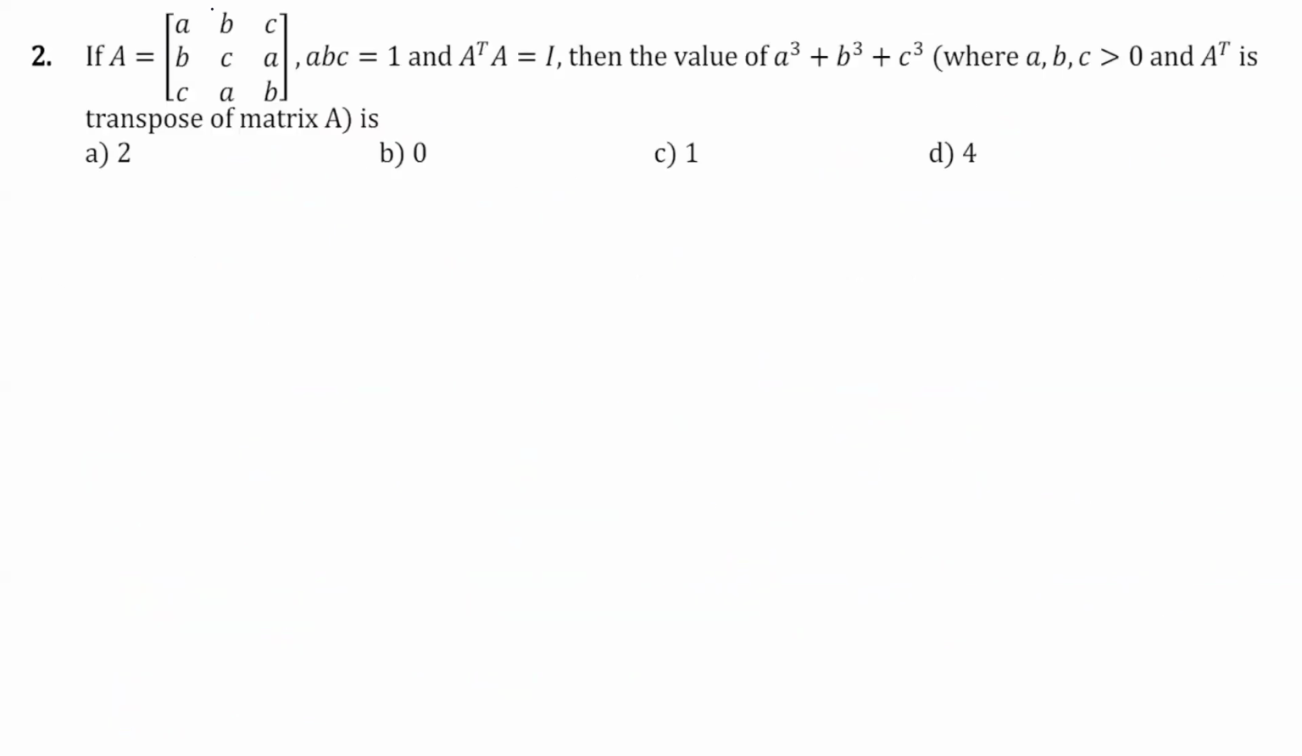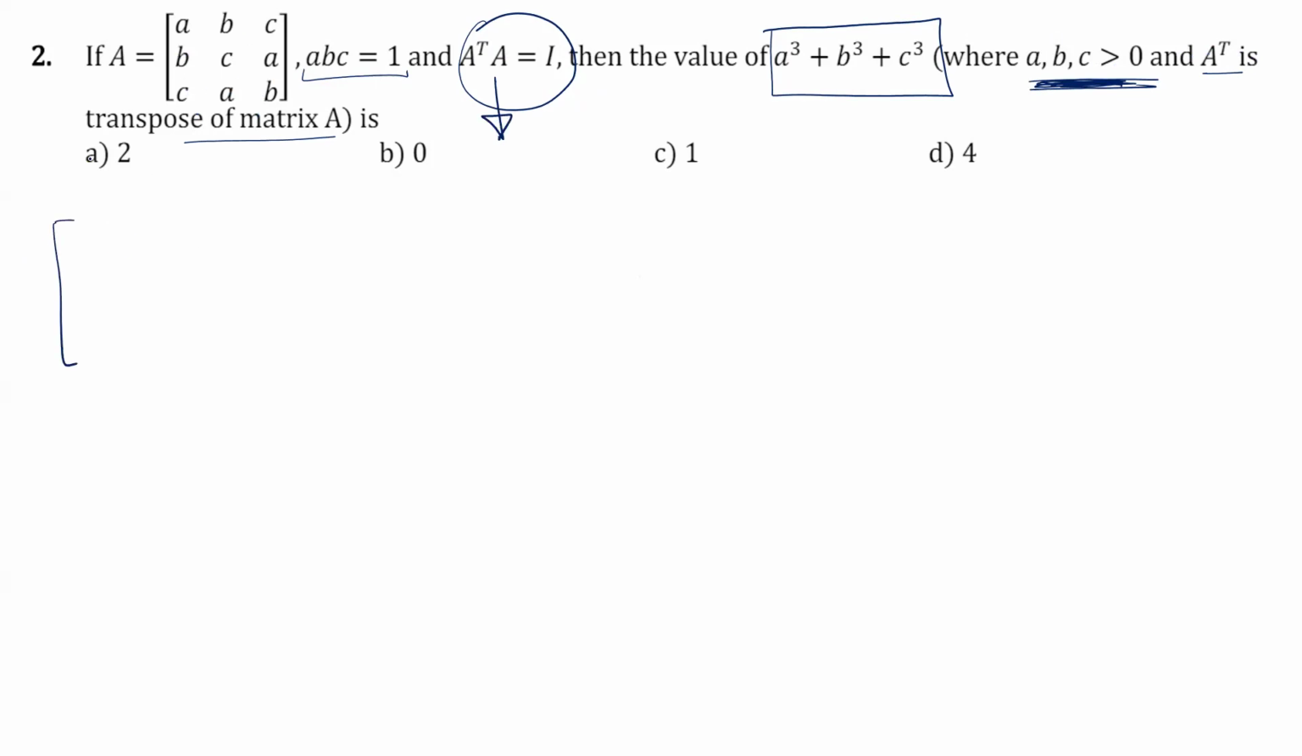Here A equals [a b c; b c a; c a b]. You can see that it is a symmetric matrix where abc equals 1, A transpose A equals I, then the value of a cube plus b cube plus c cube you have to find. So this is a very classic question. This uses two algebraic formulas. A transpose is the transpose of matrix A, we already know that. So here A transpose A equals I. We will utilize this equation.